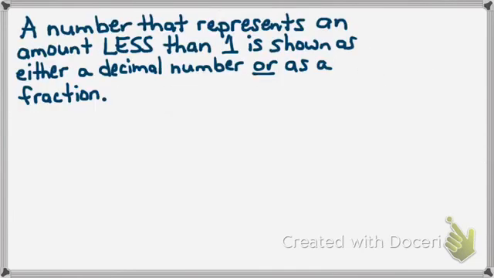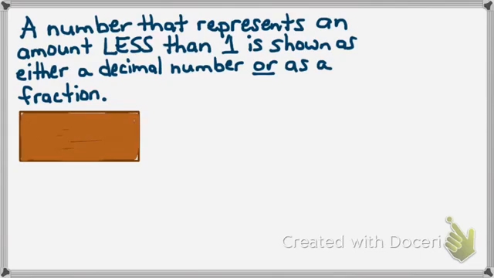A number that represents an amount less than 1 is shown as either a decimal number or as a fraction. Let's take a look at some Hershey bars to really understand this. Here is one whole Hershey bar. I have the whole thing, so I'll shade it in to show that I have the whole Hershey bar. How do I write that Hershey bar as a digit? I write the digit 1 because that's one whole Hershey bar. How do I write that as a word? O-N-E, one. So that represents one whole Hershey bar.